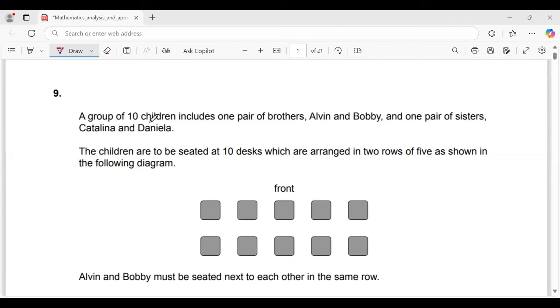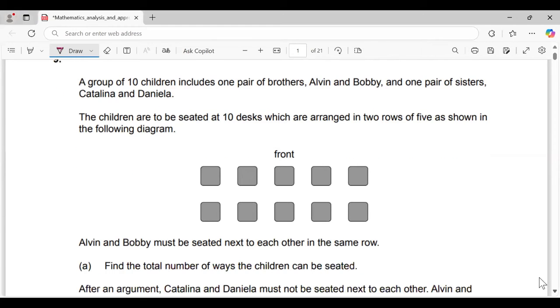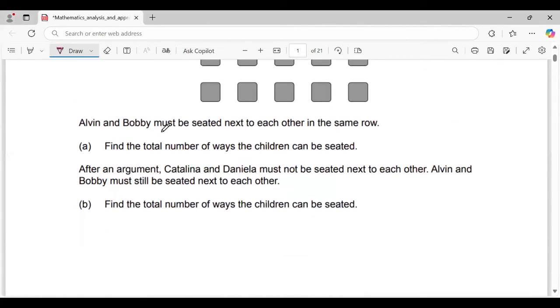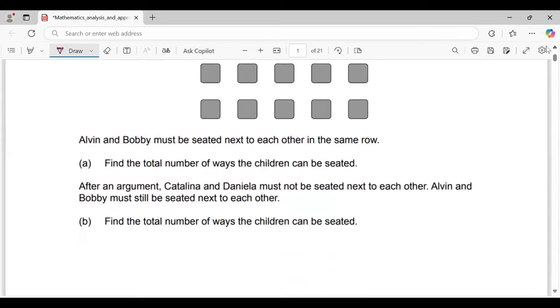A group of 10 children includes one pair of brothers, Alvin and Bobby, and one pair of sisters, Catalina and Daniela. The children are to be seated at 10 desks, which are arranged in two rows of five as shown in the following diagram. Alvin and Bobby must be seated next to each other in the same row. Question A. Find the total number of ways the children can be seated.